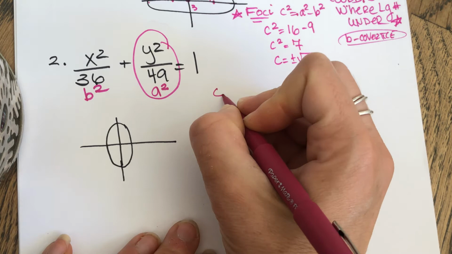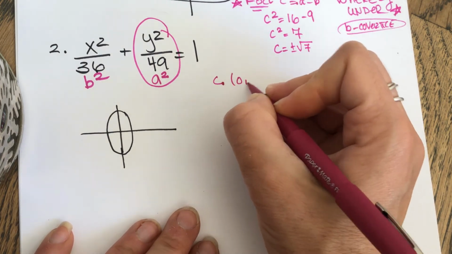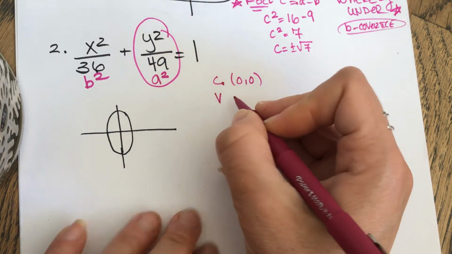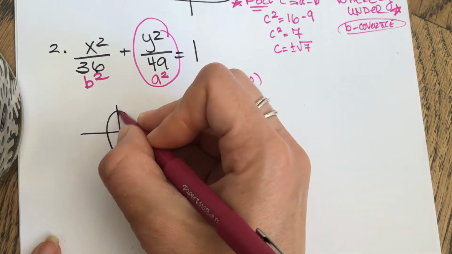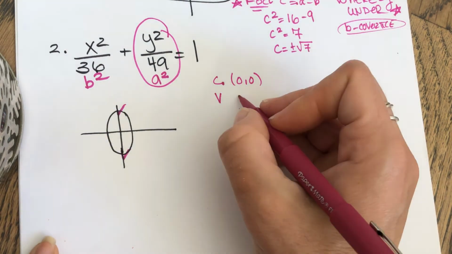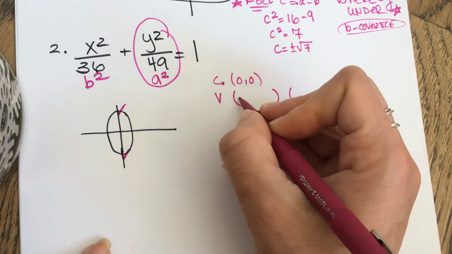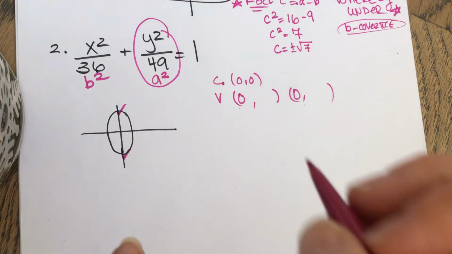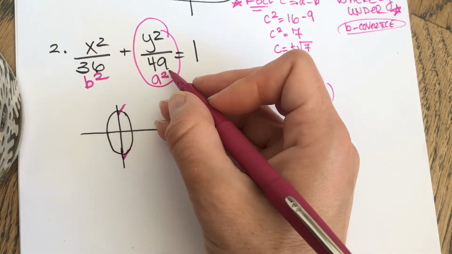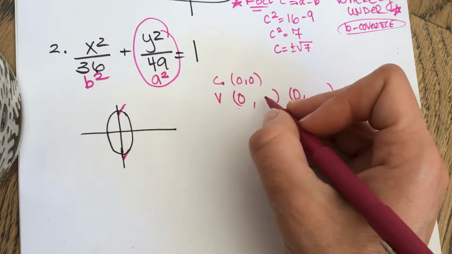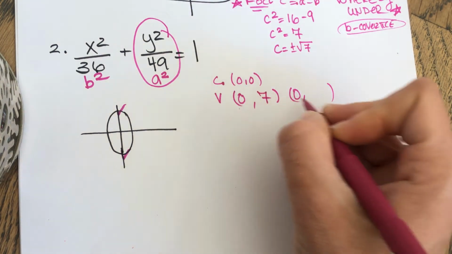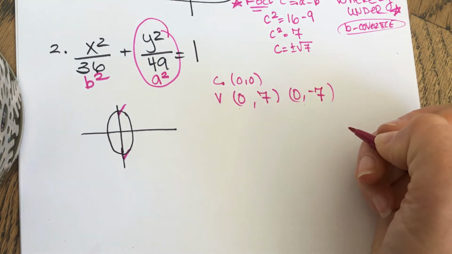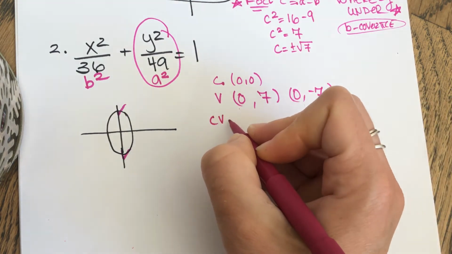So this will make it a little faster. What's my center? Well, (0, 0). Now your vertices are along the y. So if they're along the y, then x is 0. Do that just to kind of eliminate your thinking. Okay, a squared is 49, so a is 7, and then negative 7. Okay, co-vertice.